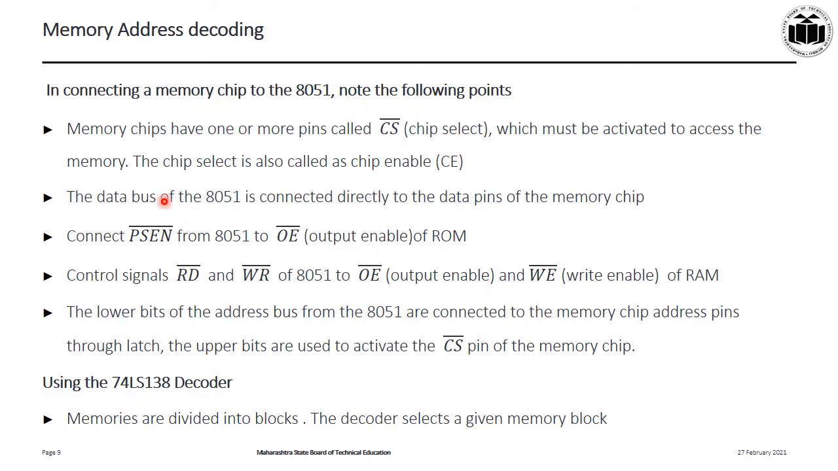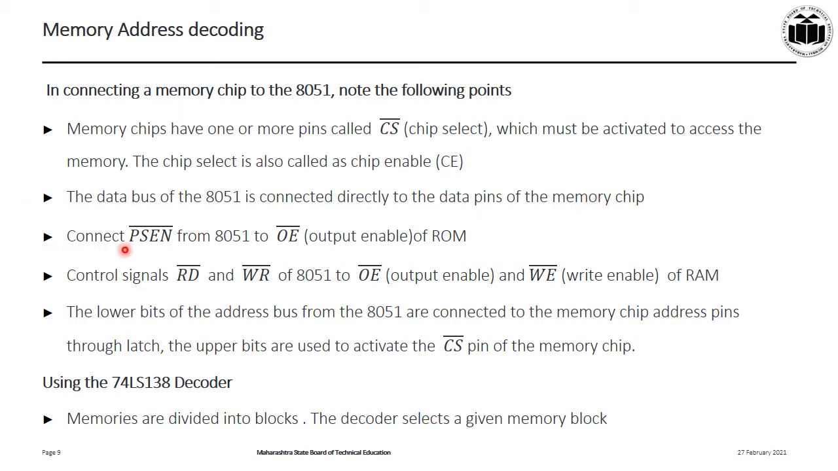8051 can access only one memory chip at a time from many connected. Thus there is a need of memory address decoding. In connecting a memory chip to 8051, we must note the following points. Memory chips have one or more pins called CS bar, that is chip select, which must be activated to access the memory. The data bus of 8051 is directly connected to data pins of the memory chip.